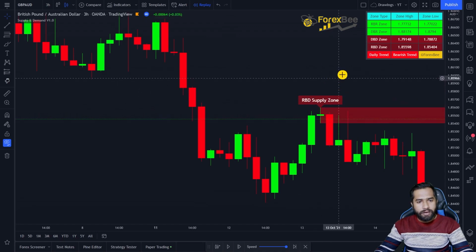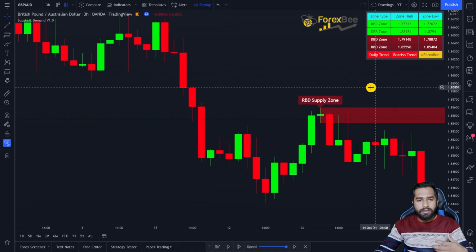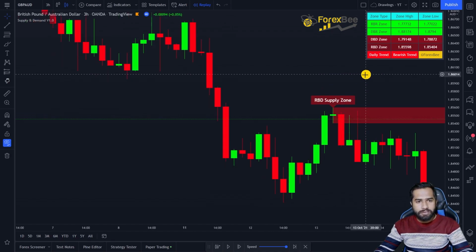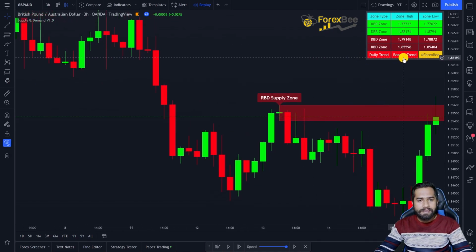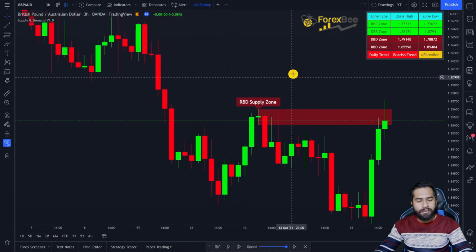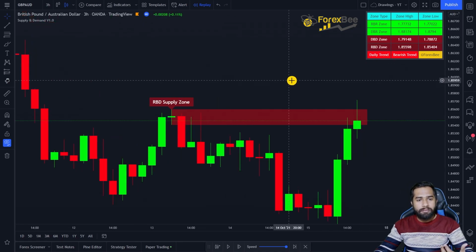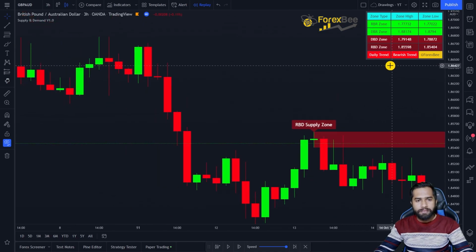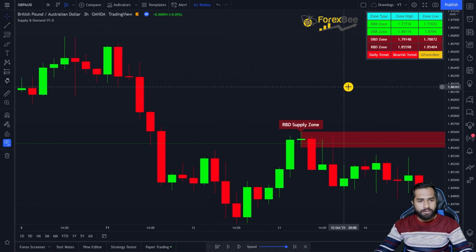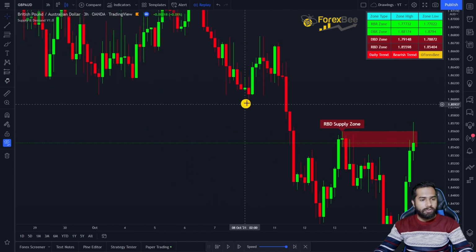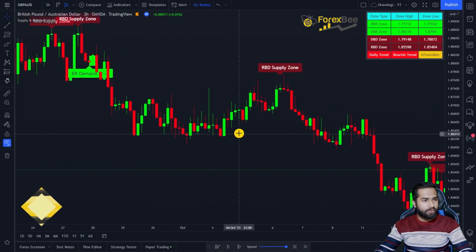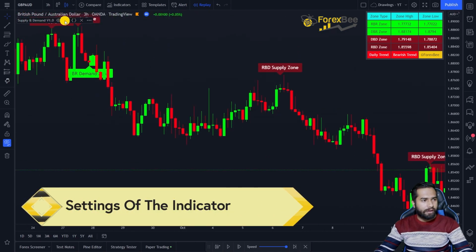So the indicator is giving us the values of the latest zones in real time in this table, and this last row represents what trend is going on in the market, because if the daily trend is bearish, then you should be in favor of taking bearish trades, and if the daily trend is bullish, then it's good to take long positions. So this is how the indicator works. Now let me show you the settings of the indicator.